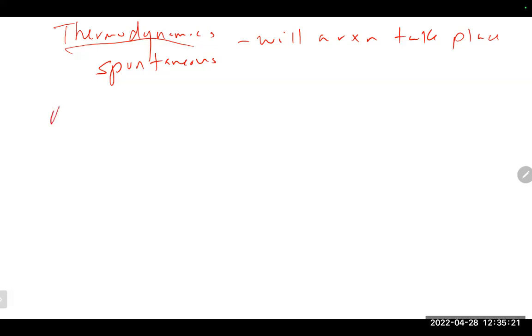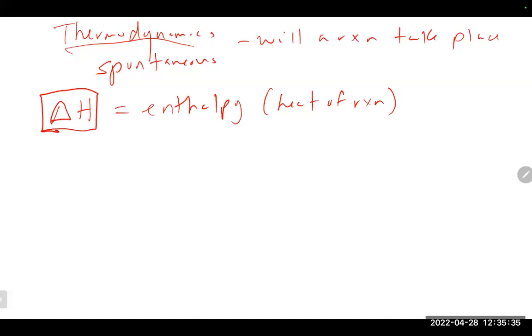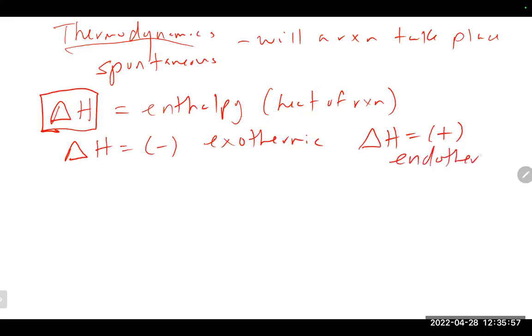Some common thermodynamic values, some from your past as well, is our delta H, which is our enthalpy. The enthalpy is the heat of a reaction. And we oftentimes will use the sign of delta H to help us determine if a reaction is exothermic or endothermic. If you have a negative delta H, that reaction is exothermic, which means heat and energy is released. And obviously, if you have a delta H value that is positive, that is going to be endothermic, which means heat and energy is absorbed.